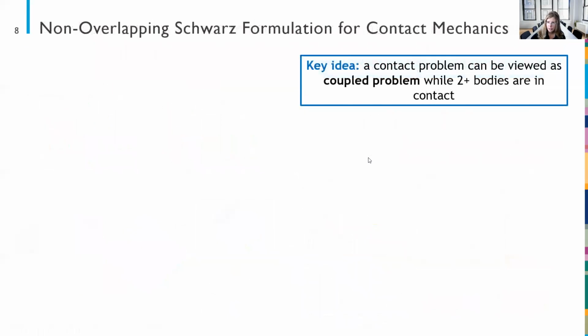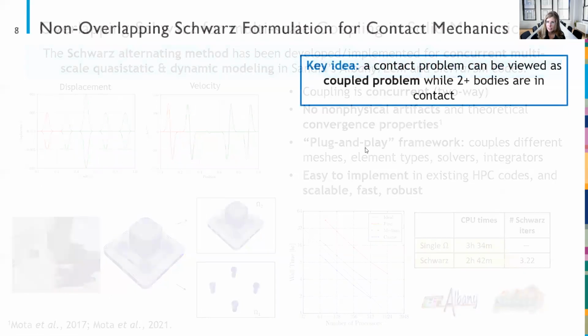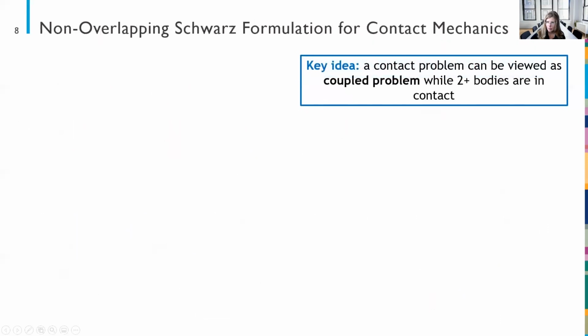So what we're doing in this work is essentially taking this earlier work for the multi-scale coupling and extending this to enable multi-scale contact simulations. I'll go through the main steps of this formulation, which is now a non-overlapping Schwarz formulation. The key idea underlying the development of this method is that if you have a contact problem, you can remark that this contact problem can be viewed as a coupled problem while your two or more bodies that are involved in that contact are in contact.